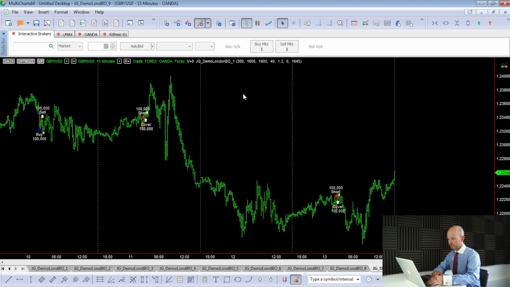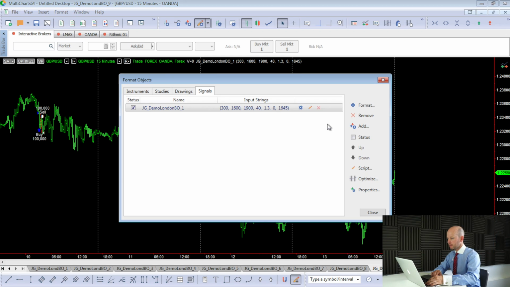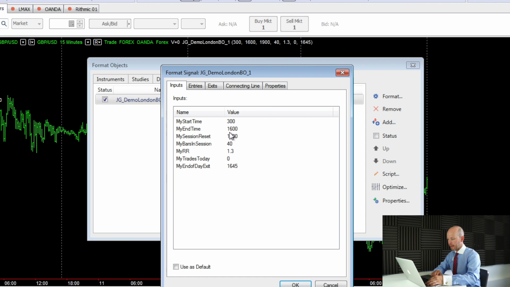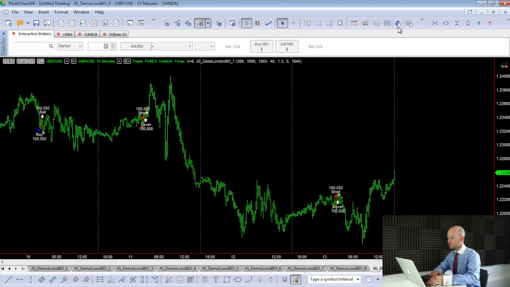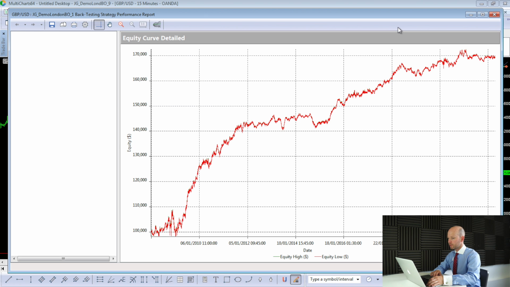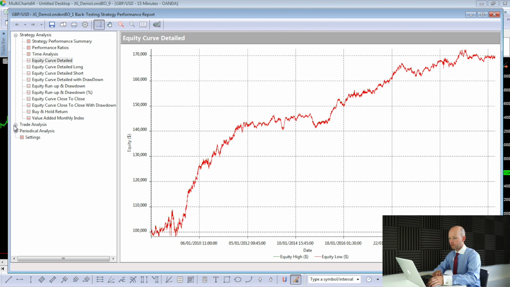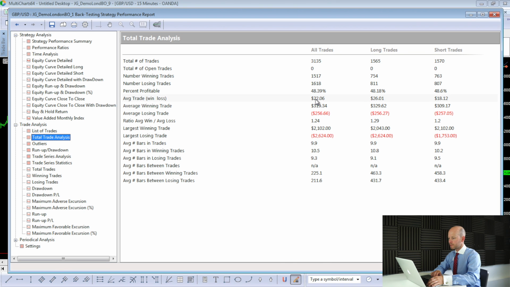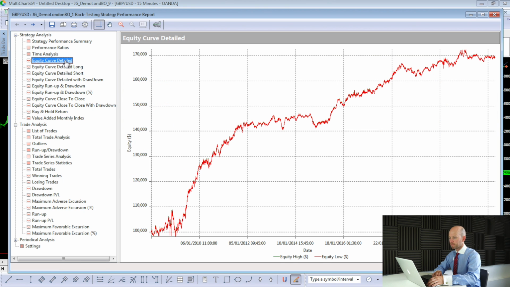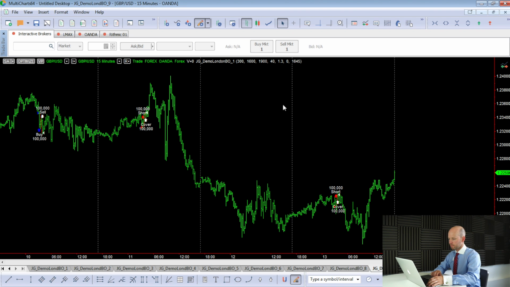In this workspace we have the original rules, and I'll just show you that the end time we're letting trades be triggered right up until 1600, an hour before the end of the session, and we're using a 1.3 reward to risk ratio. Let's just remind ourselves of what the equity curve looks like, and remember we've got our $22 average trade. Now I'm going to insert some trading costs.